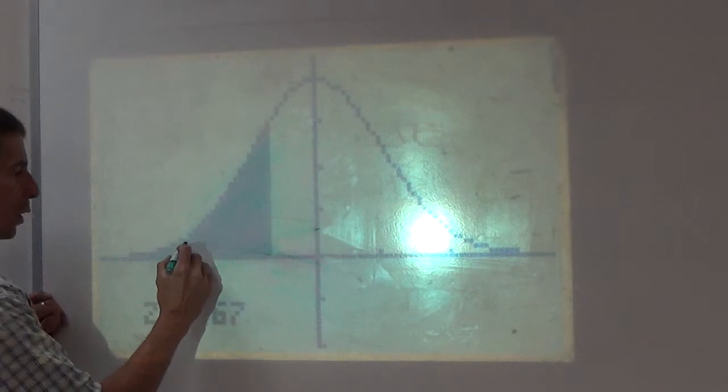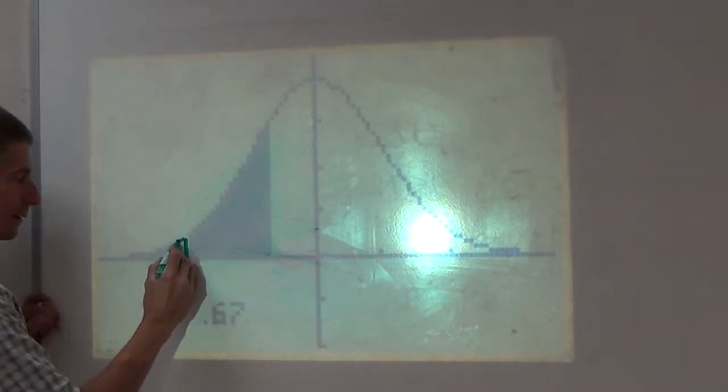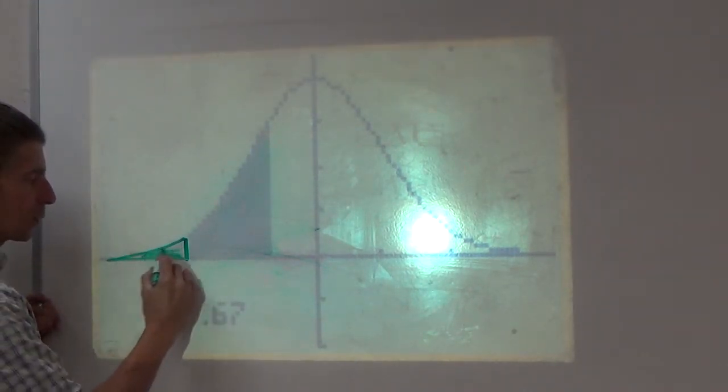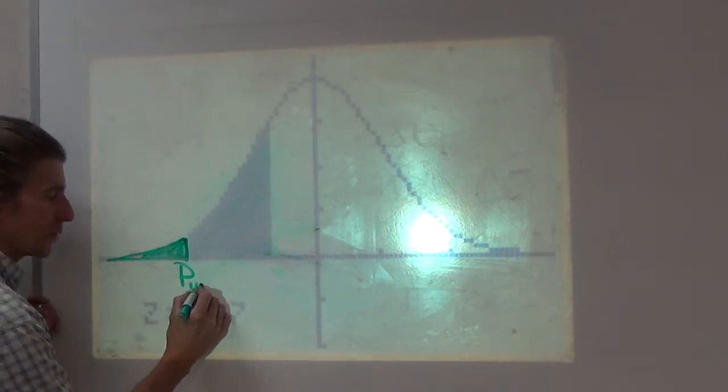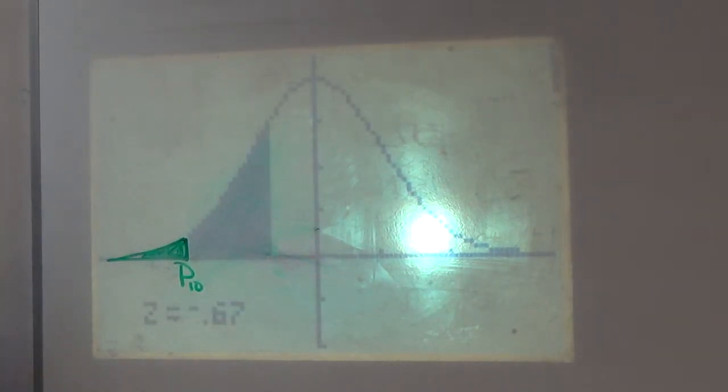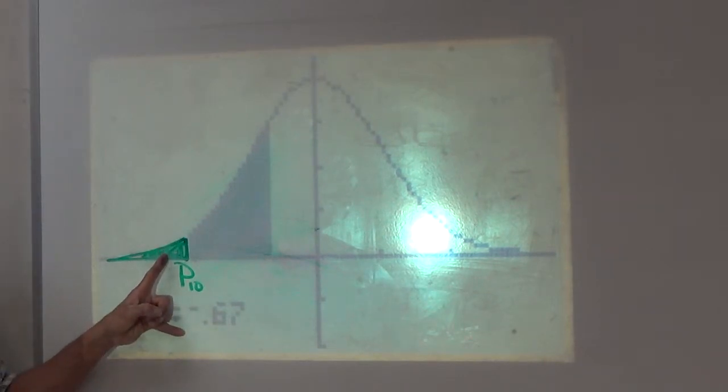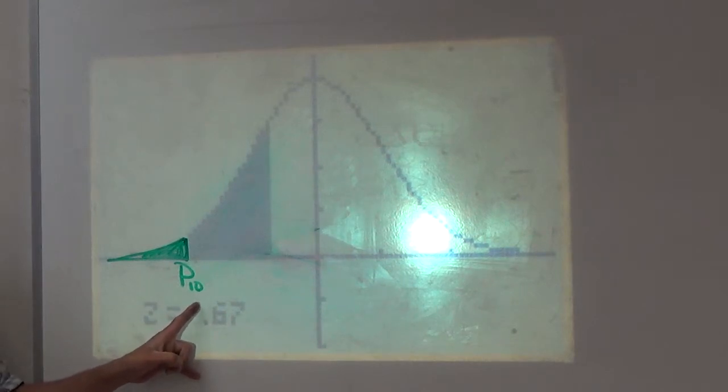What z-score over here would be the 10th percentile? Let's bring those guys back. 10th percentile. Which means how much area do we have right here? Don't overthink it. A tenth. 1/10, 0.1. That's a backwards problem, isn't it?